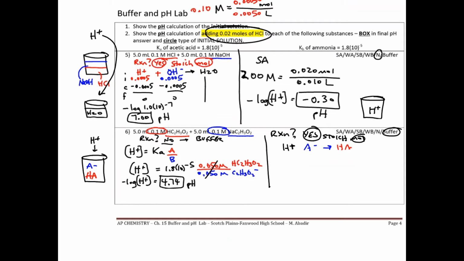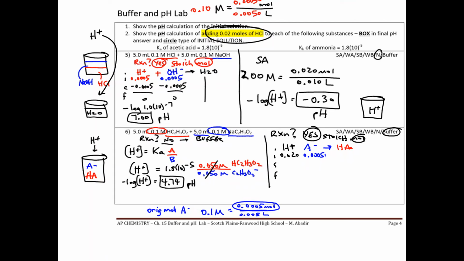So remember, we're going to do ICF for this. You need to know the moles of the H plus, which is 0.02. Now we need to know the original moles of the A minus. So we just take the molarity, which was 0.1, and you could see that we used 5 milliliters of that, so that equals 0.0005 moles of the conjugate base right here.